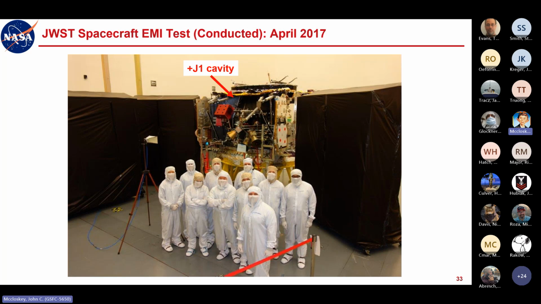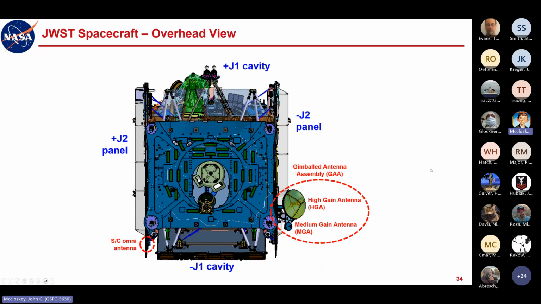All right. So here was the spacecraft EMI test, the conducted portion, April 2017. There was a JWST spacecraft, clearly without payload integrated. So this was spacecraft only. Here's just an overhead view, again, just showing where the antennas are. We had an Omni over here. This is the gimbaled antenna assembly. So this is the high gain antenna for K-band downlink, and the medium gain antenna, MGA, for S-band uplink and downlink.